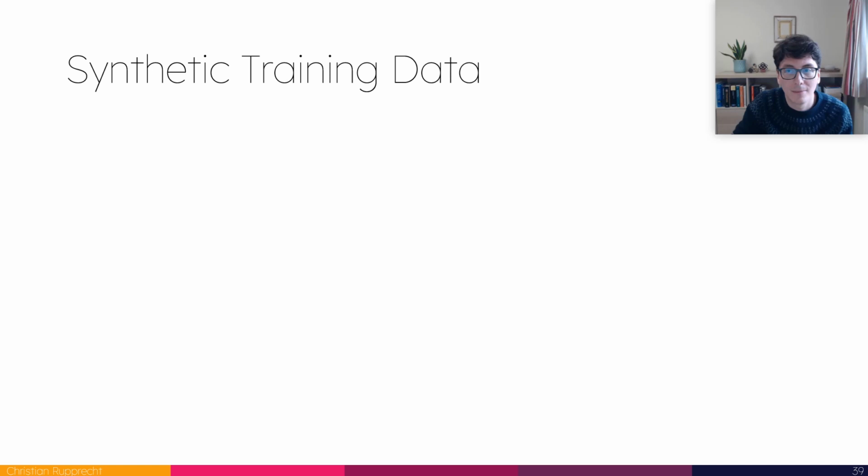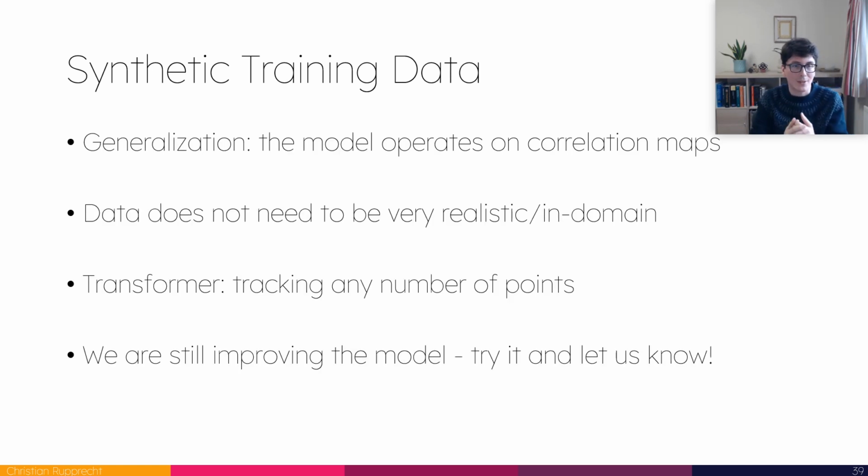And this is one of the main advantages of this setup, basically, that since you're operating on these correlations between features, you're much more likely to generalize to unseen data, because the features will change, but the correlations might still be meaningful. And that allows you to have training data that does not have to be super realistic or in domain, and it will still work. Of course, formulating this as a transformer architecture makes a lot of sense because that allows you to track any number of points in any arrangement, and the transformer, the attention will just work.